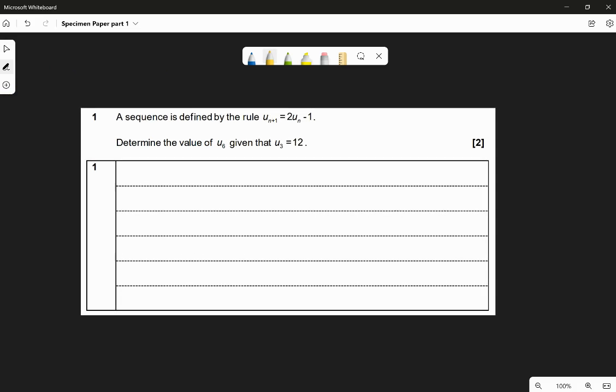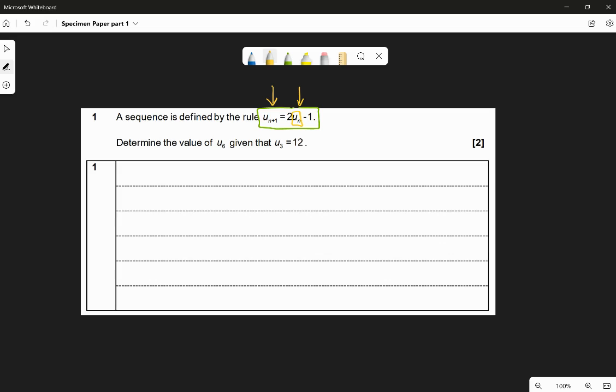A sequence is defined by the rule u_(n+1) = 2u_n - 1. This is what's called a recurrence relation. This formula allows us to get the next term in a sequence based on the previous term. The next term is the (n+1)th term, and to get it, we double the nth term and then take away 1.